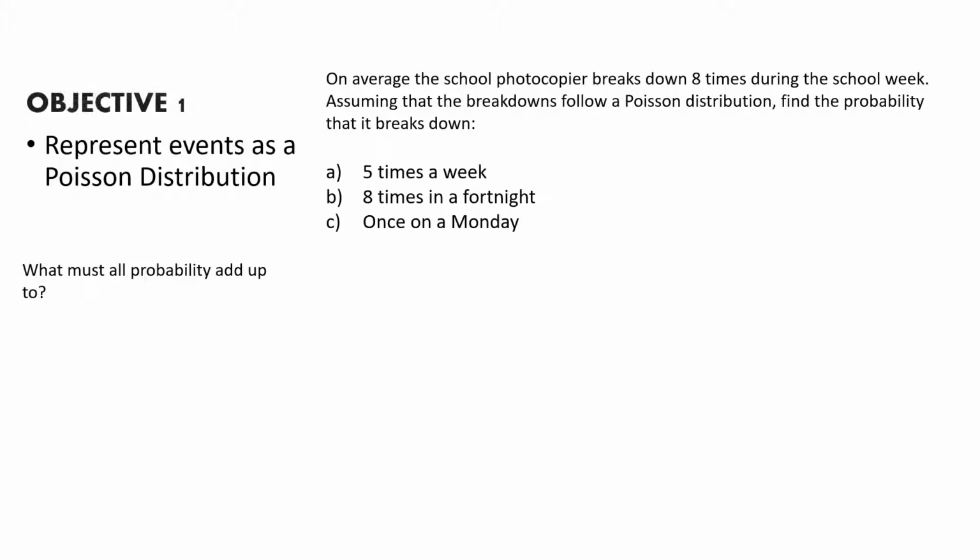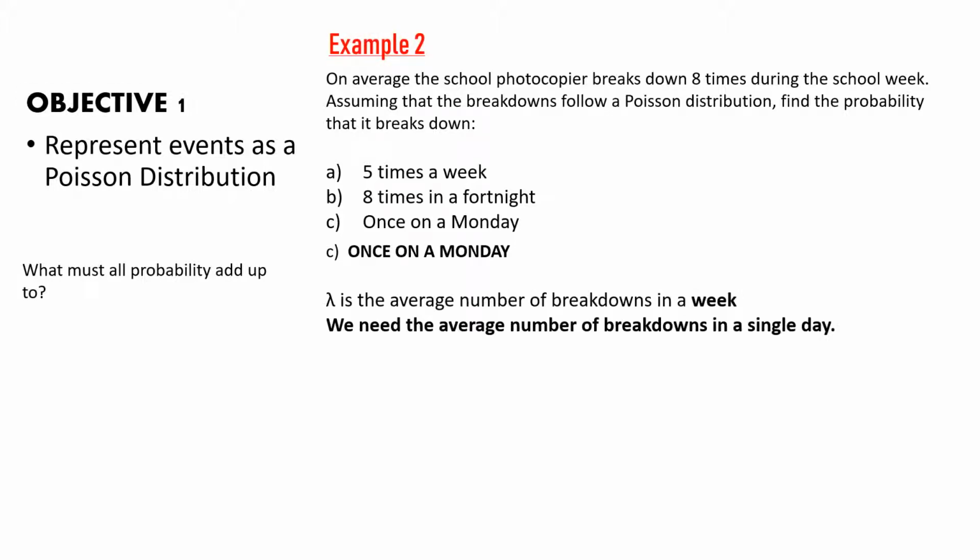Last part is once on a Monday. Now, again, lambda is the average number of breakdowns in a week, or more specifically, a school week. We need the average number of breakdowns in a school day. Now, to be able to work this out in much the same way as we worked out a fortnight, a fortnight's twice what a week was. So in this case, I am going to have to divide down for the amount of times in a single day. Now, a single day is not divided by 7 because this is a school week, and a school week has 5 days on usual or on average. So lambda is going to be equal to 8 divided by 5, which would be equal to 1.6 now.